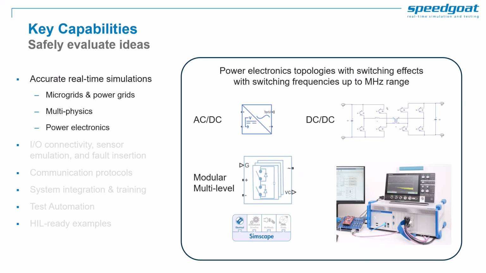Furthermore, when testing low-level controllers, you will need an accurate model of your power electronics topology. Choose from many ready-made topologies optimized for Speedgoat test systems that allow switching frequencies of hundreds of kilohertz, including the switching effects. Among them are AC-DC like NPC or power factor correction converters, or DC-DC like a dual active bridge or a modular multi-level converter with 100 modules or more.